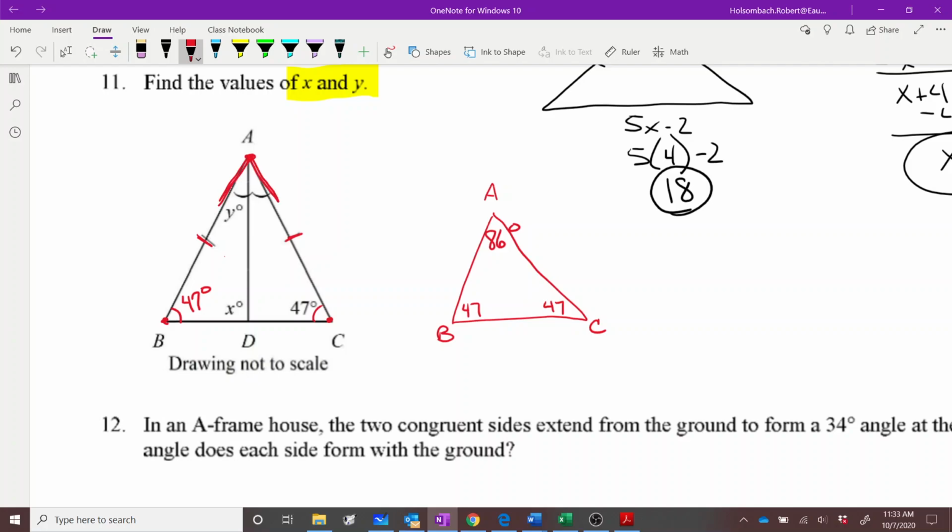And since these two angles inside that top angle are congruent to each other, we take 86 and divide it by 2. And 86 divided by 2 is 43. So we've got one angle up top. This y is equal to 43. So this side is equal to 43.